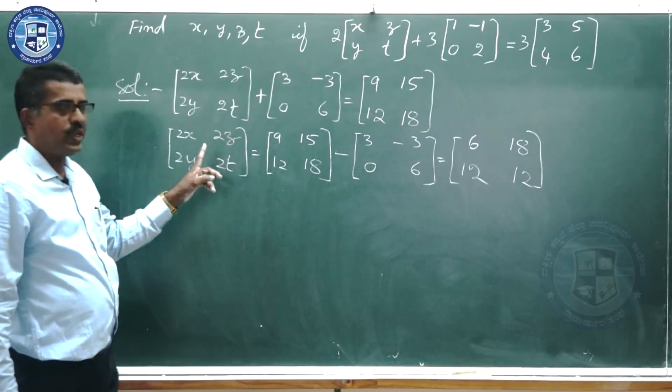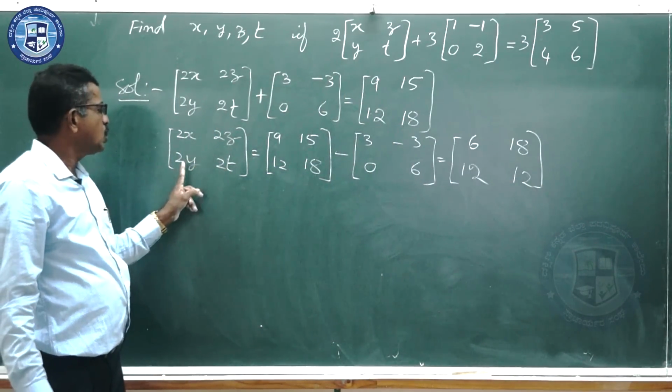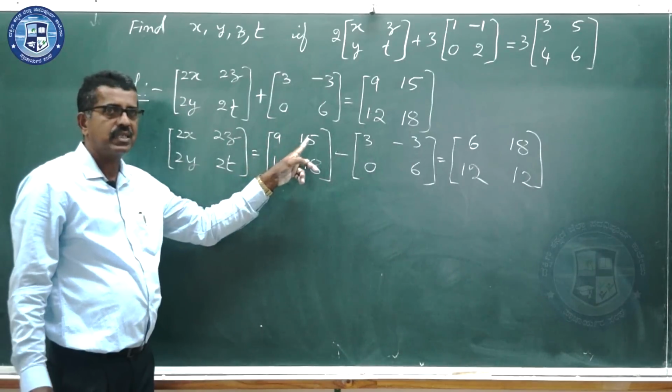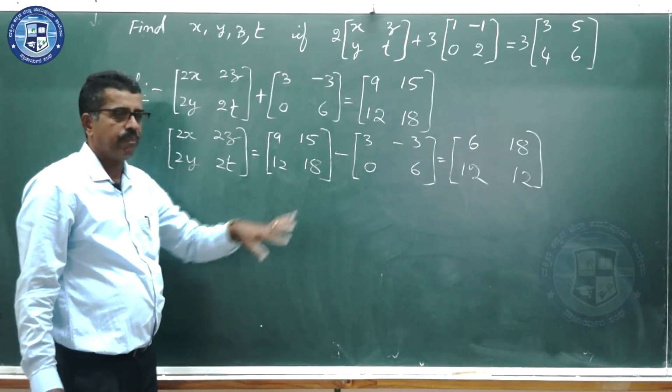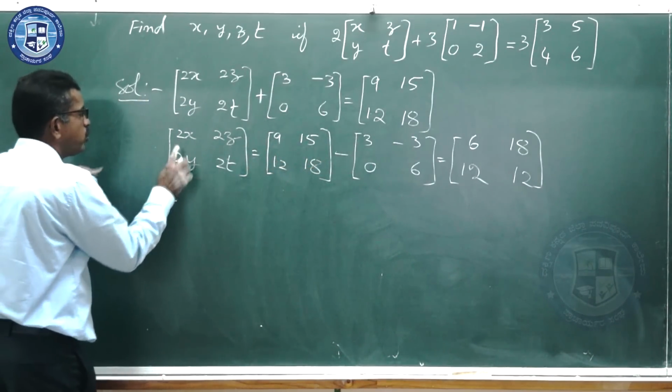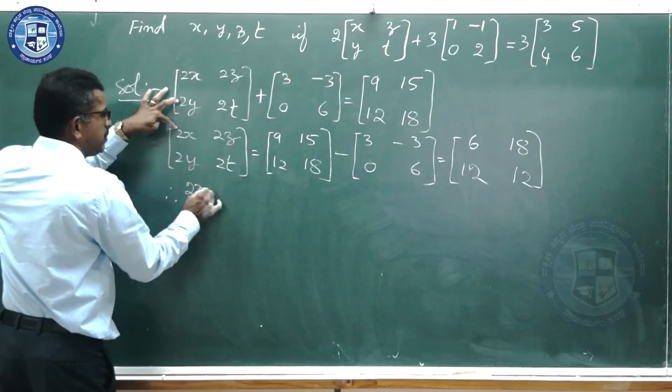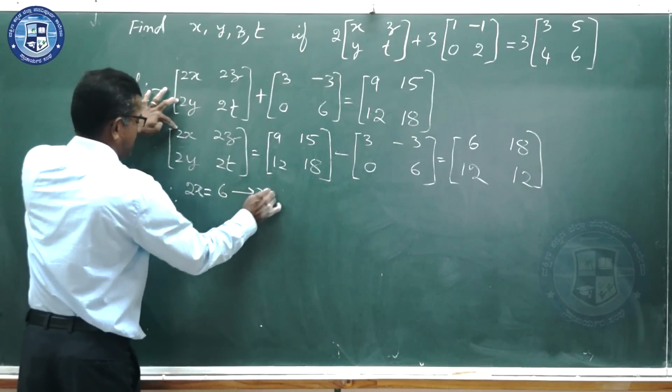You have 2x, 2z, 2y and 2t. It is 6, 18, 12, 12. Therefore, what would be the value for x? 2x being 6, this implies x is equal to 3.